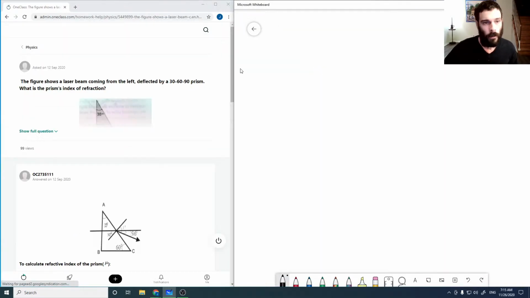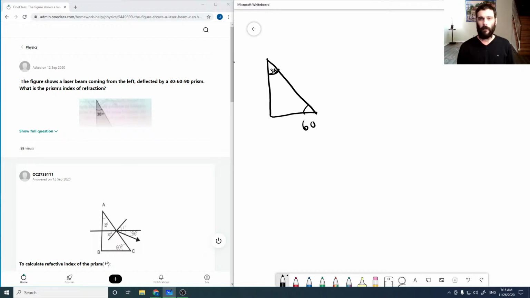A new sheet. Okay, so here we have a refraction question. So I'll just draw it up first. So we've got, yeah, that's a bad drawing from the get-go. So let's start over again. Okay. So we've got a prism, which we're just going to pretend that all these are straight lines. And it's a 30, 60, so that's 30 degrees, that's 60 degrees, and that's 90.